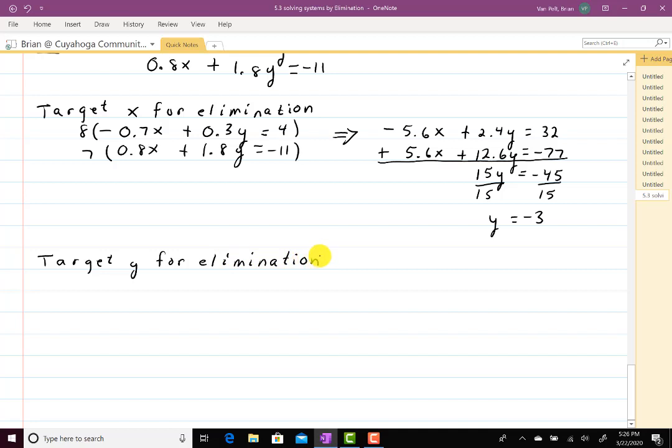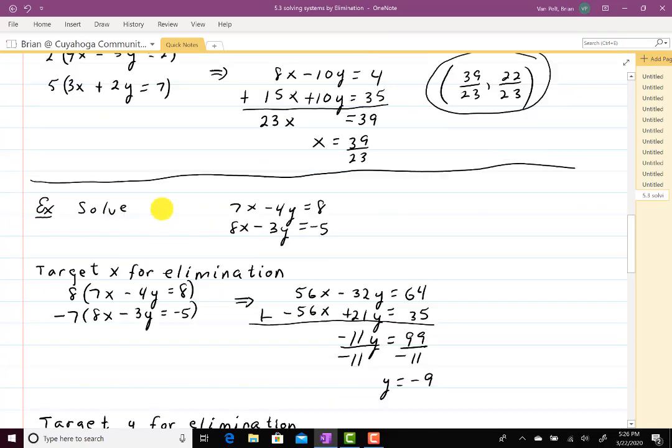And once again, let me write my two equations down. Negative 0.7x plus 0.3y equals 4. 0.8x plus 1.8y equals negative 11. So now let me scan the two y's. You could multiply the first one by 18 and the second one by 3, and then you'll get a 5.4. That'll be fine. I just happened to notice this though. Did you notice that 0.3, if I multiply it by 6, I'll get 1.8.